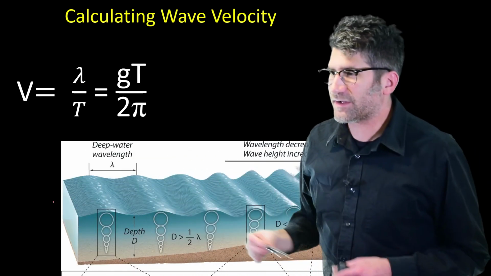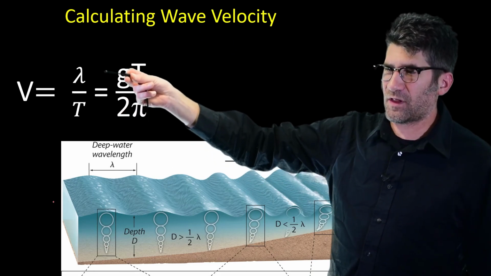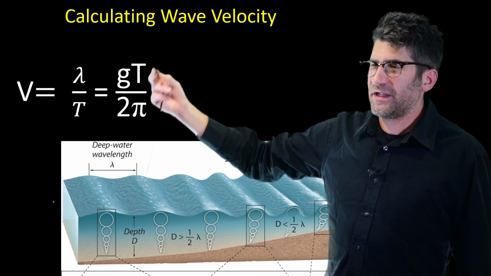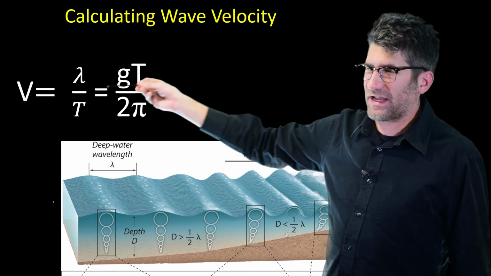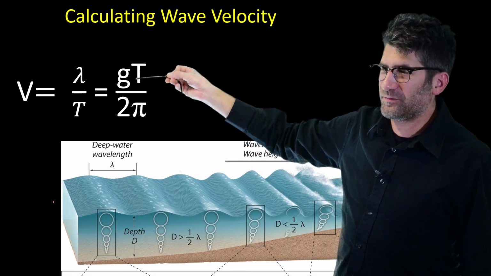Okay, and we're back. So this is our wave velocity here. We've just calculated our wave velocity, that wavelength divided by the period. If you can't measure that wavelength, you can actually just measure this by using the wave period.